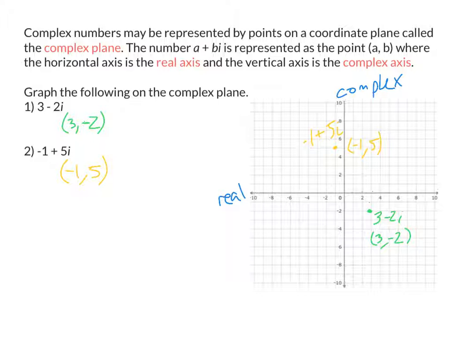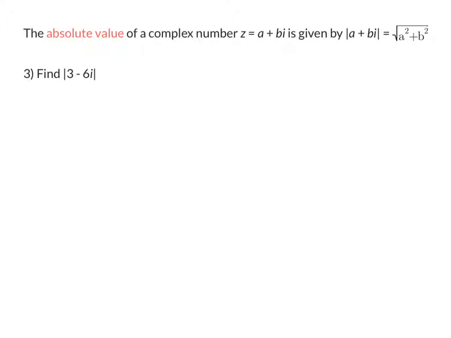Okay, so let's talk about distances involving these. The absolute value of a complex number, remember, absolute value is the distance away from 0. So in this case, it's our number's distance away from (0, 0). If we wanted to find the absolute value of some complex number z, which I've also written out as a plus bi, we could do the absolute value of a plus bi, which is the same as the square root of a squared plus b squared.